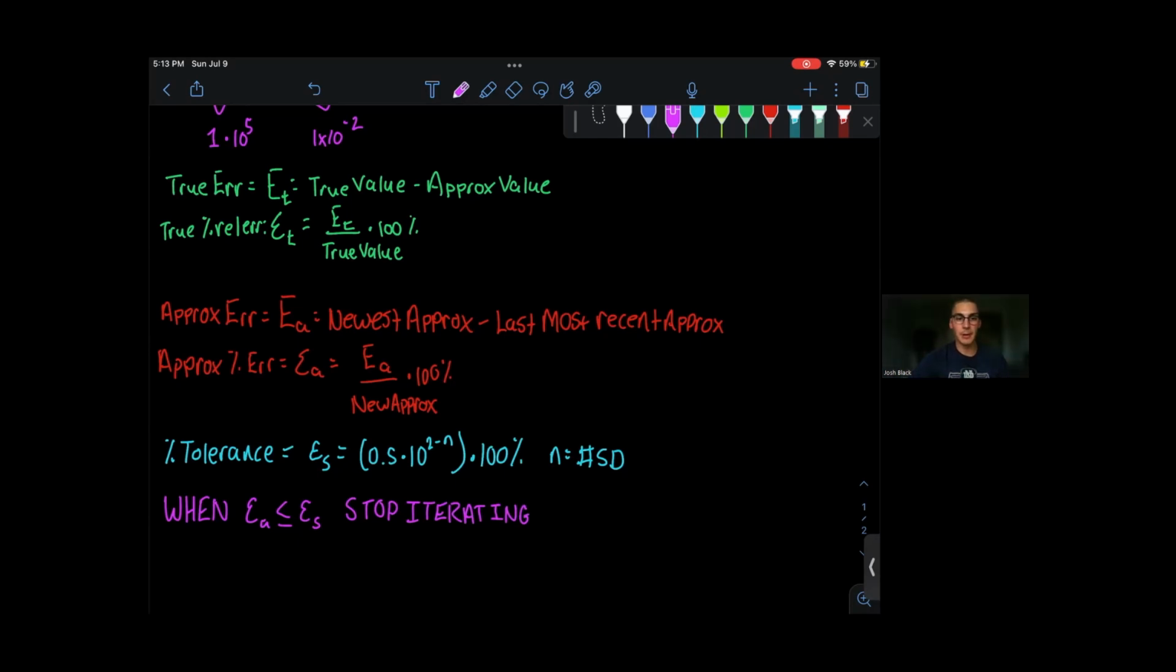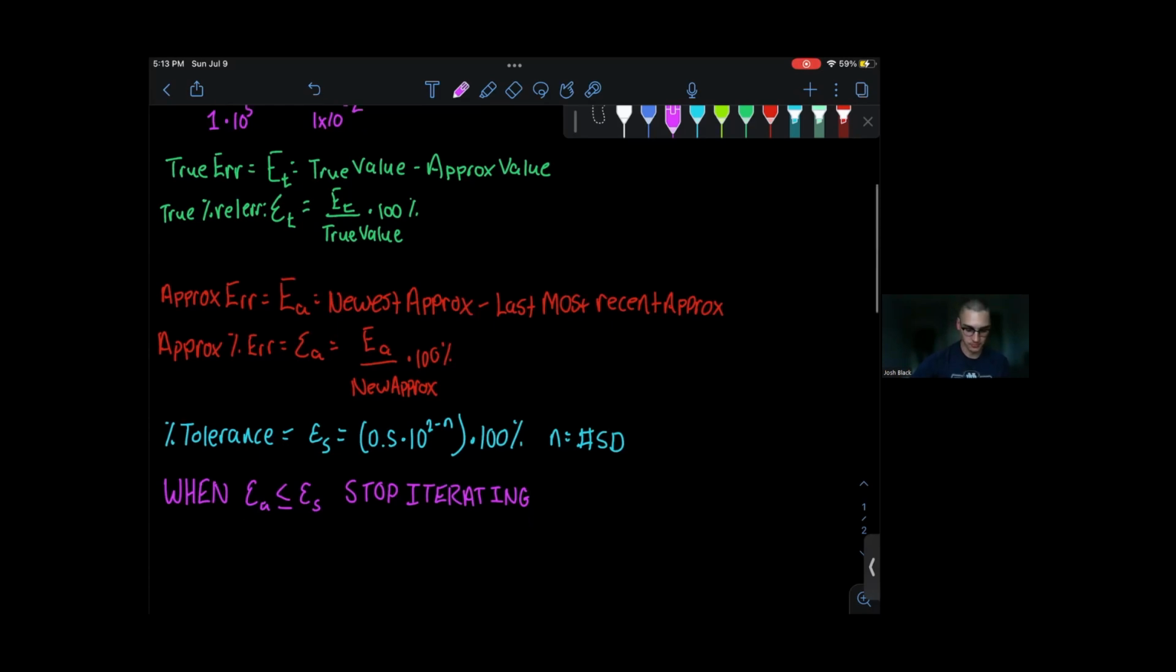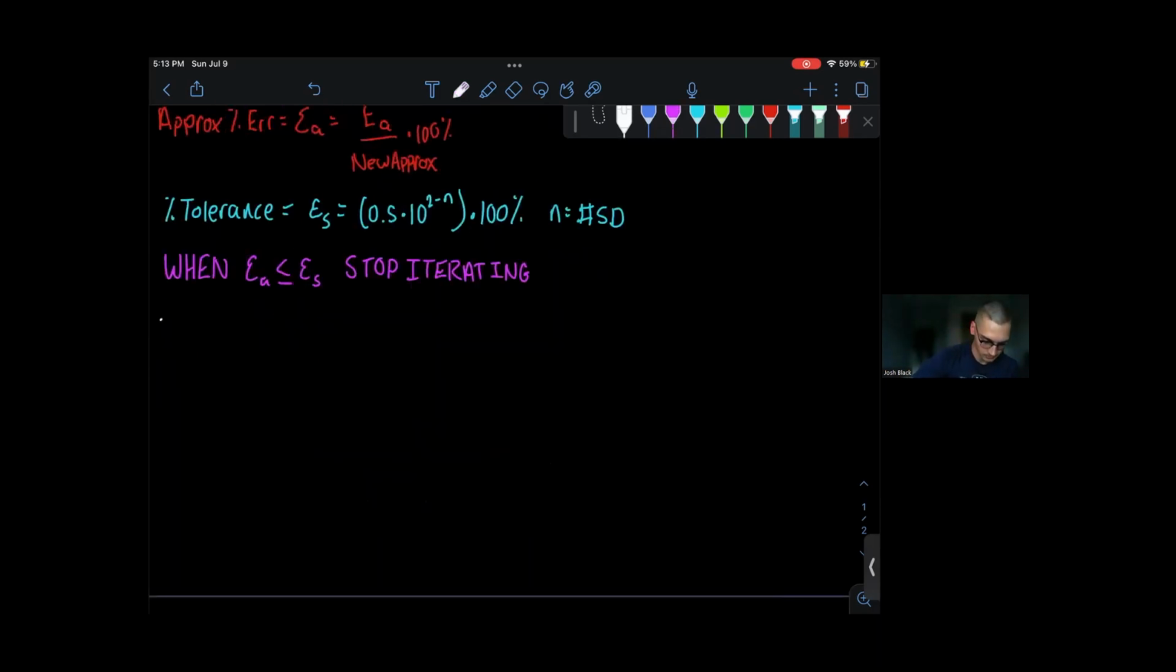Perfect. Now we're ready to look at different errors that we find in numerical modeling and solutions. Before we do that, I'm actually going to go over the difference between accuracy and precision. Accuracy is the measure of how close you are to the true value.